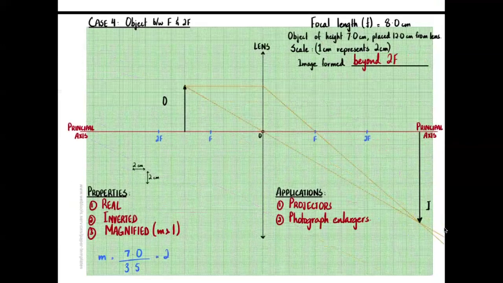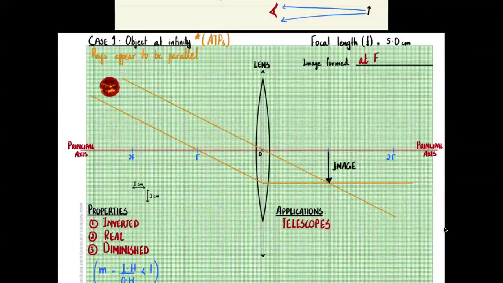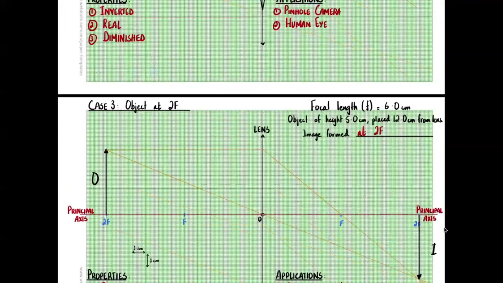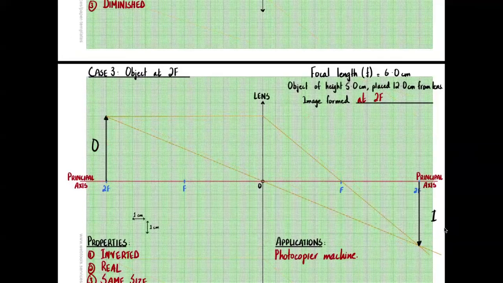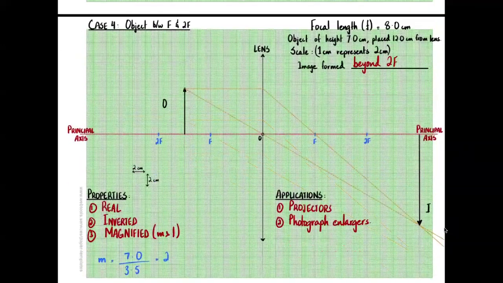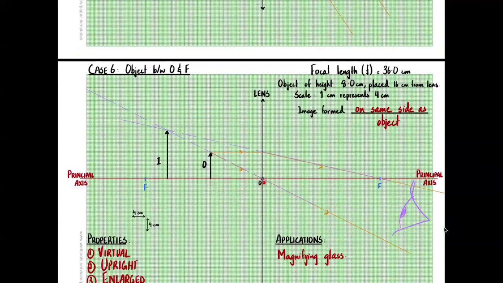Again, if I were to just go through all of these again, for the first case, this is how it was, and we are gradually bringing the object closer. So infinity, it forms at f, then at 2f it forms somewhere between f and 2f. Then I bring it closer, and the image gets further out, and then I bring it further, the image goes out further. At f there's no image formation, and then the sixth case, the object between o and f, the image is formed on the same side as the object.